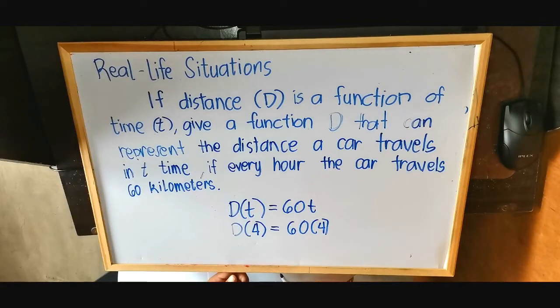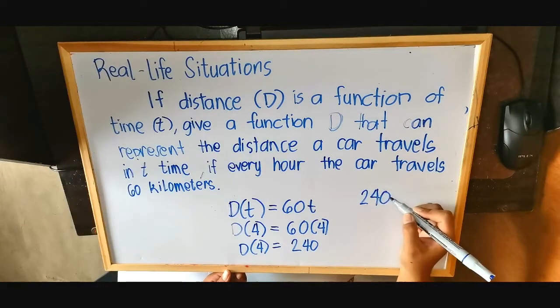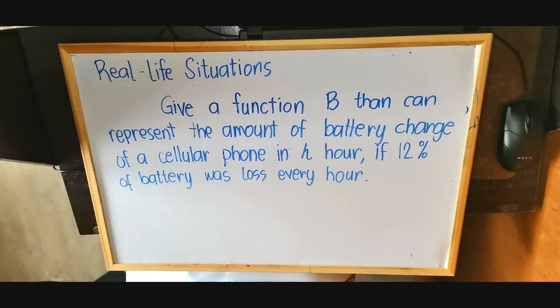Now, why do we substitute 4 for t? Kasi nga, sabi natin, distance is a function of time, which is t. Kung 4 hours na siyang nagta-travel, so 60 kilometers multiplied by 4, we have 240. So, d of 4 is 240. What does it mean? Sa 4 hours, nakapag-travel na siya ng 240 kilometers. Let us proceed with the next example.